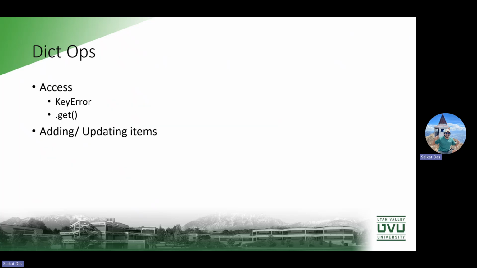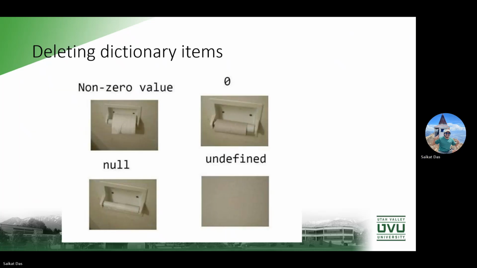How can you access it? You can access it by its key, but if the key doesn't exist, you'll get a key error. To avoid this type of situation, you can use the .get function. The .get function will give you a None type by default, unless you specify some return value there. Adding and updating work the same way as accessing. If the key is not there, it will add it. If the key is already there, it will update the value.